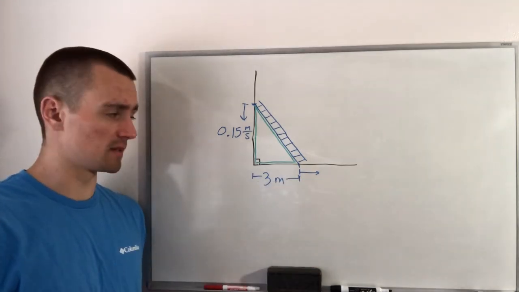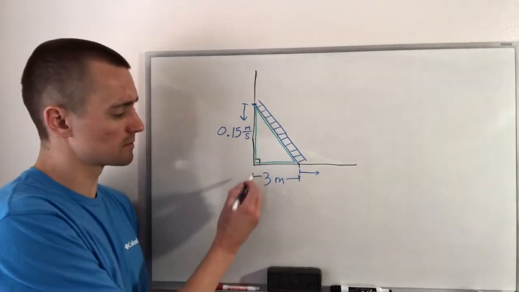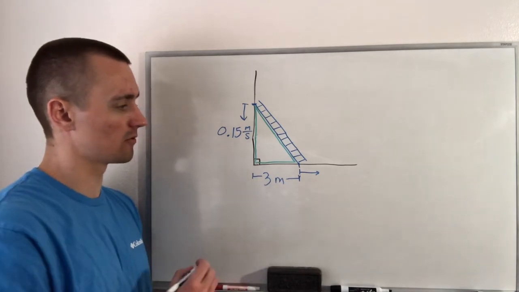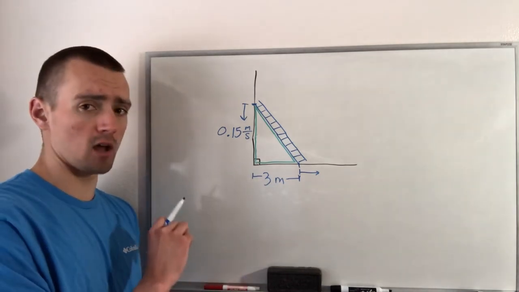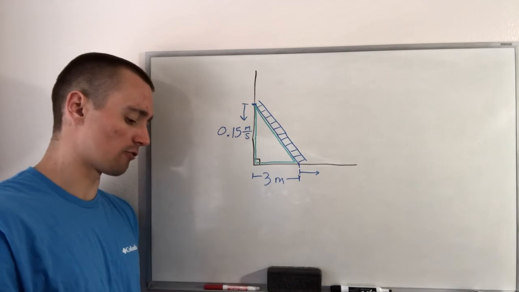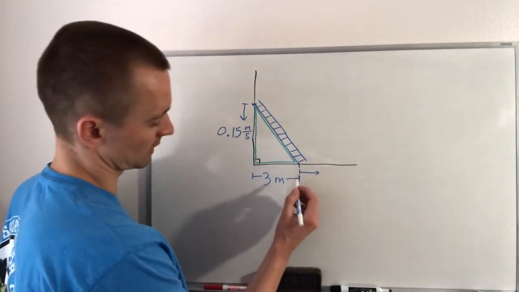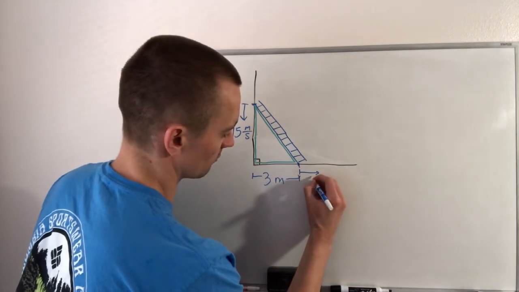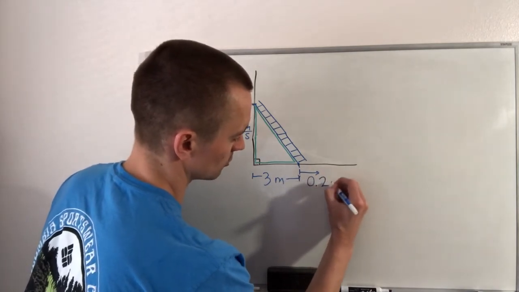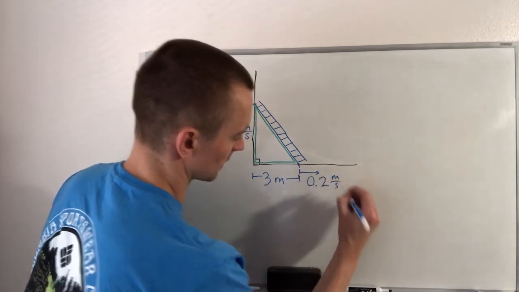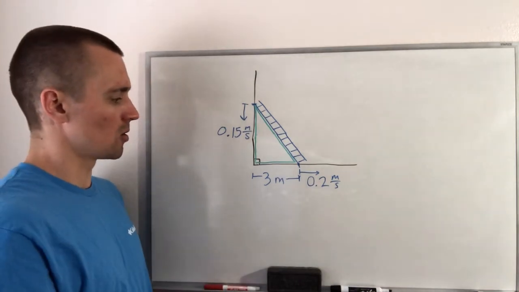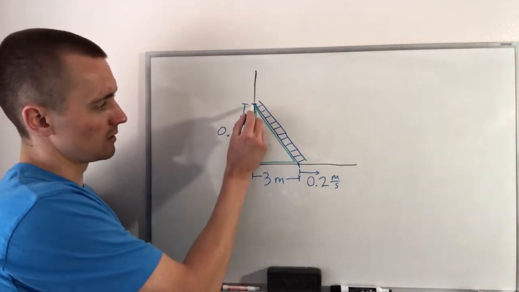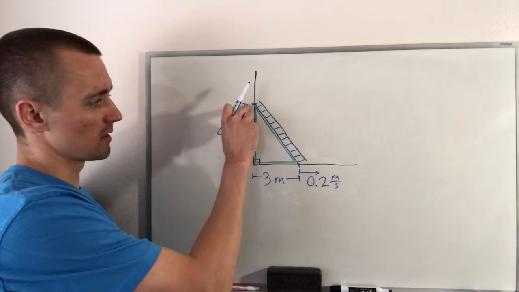So then the last piece of information it gives us is at this moment when the ladder is 3 meters away from the wall, we know that it's sliding away from the wall at a rate of 0.2 meters per second. So basically this point is moving this way at a rate of 0.2 meters per second.